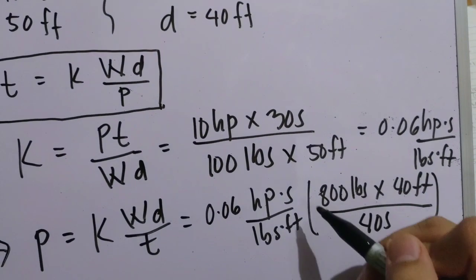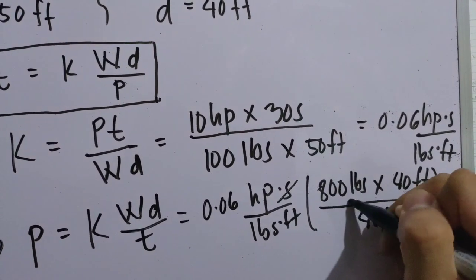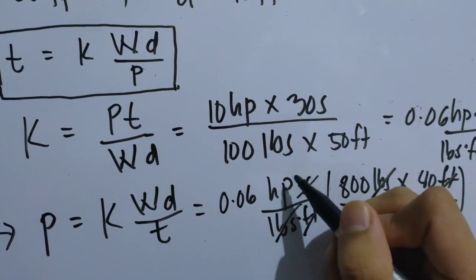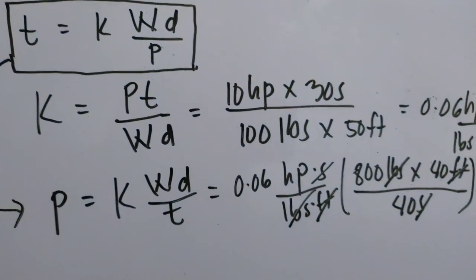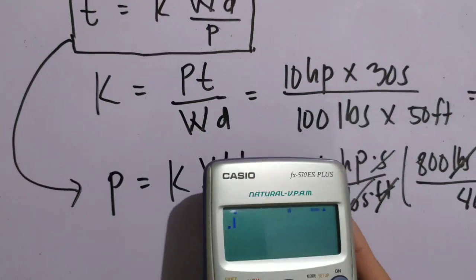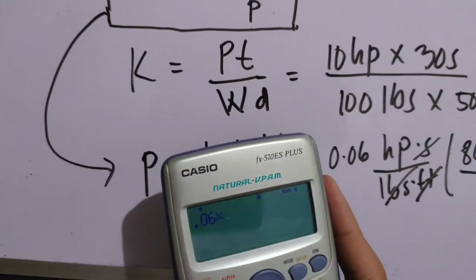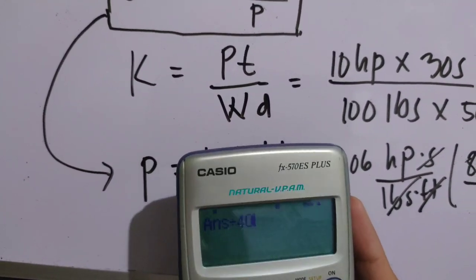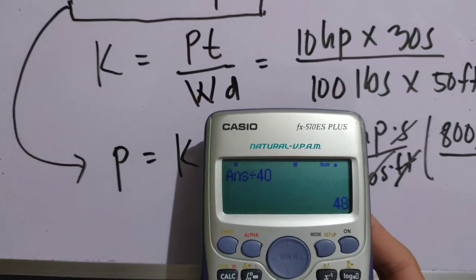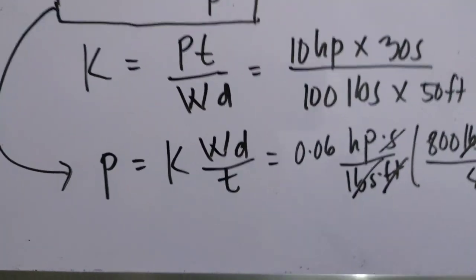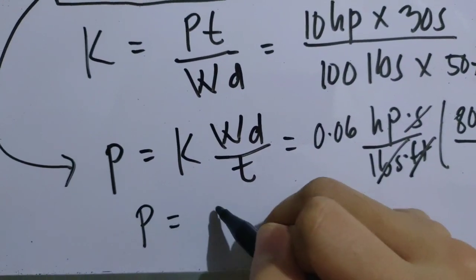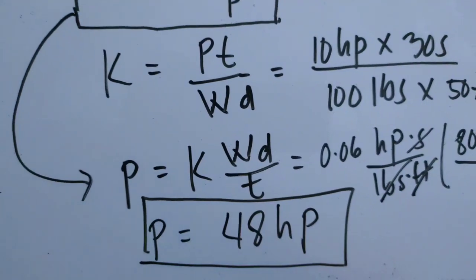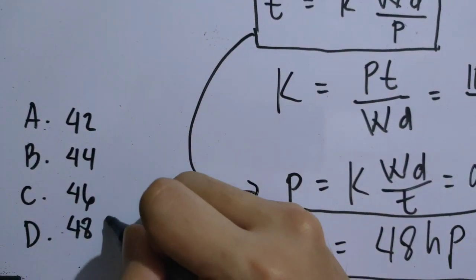So mag-cancel tayo ng units. Cancel yung seconds, yung pounds, at saka yung feet. So may iwan lang ay yung HP, which is yung unit ng power natin. So i-compute na natin using calculator. 0.06 times 800 times 40 divided by 40. So, ang sagot niya dito ay 48. So, 48 HP yung power niya. 48 HP. Ito yung tamang sagot. At based sa choices, letter D ang tamang sagot.